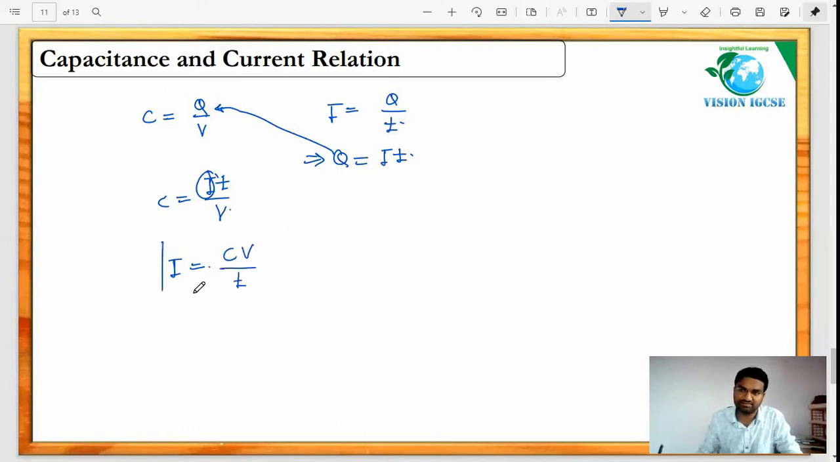Okay, these are the two formulas you will get. Getting it? So this is just a relation between capacitance and current.